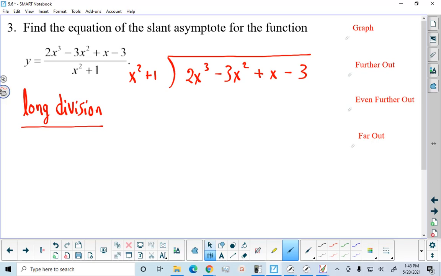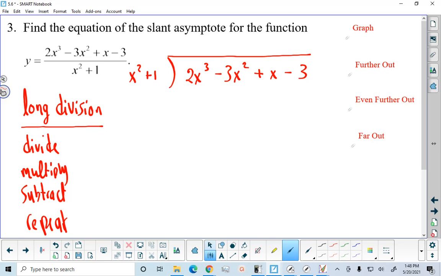All right, your first step. Well, with long division, you divide, you multiply, you subtract, you repeat. This is what you do with long division. So I will give you a minute to write that down if you like. However, when you divide, you only divide the highest degree terms.